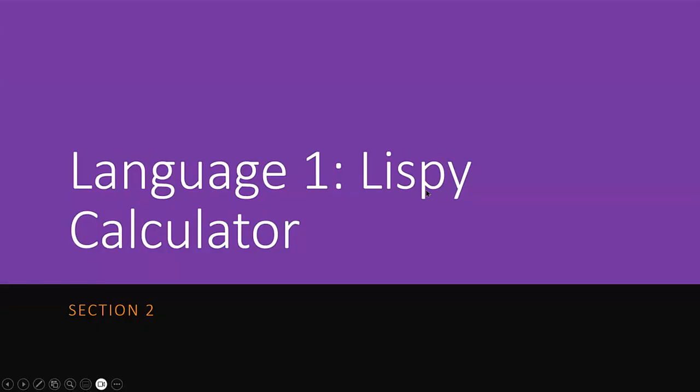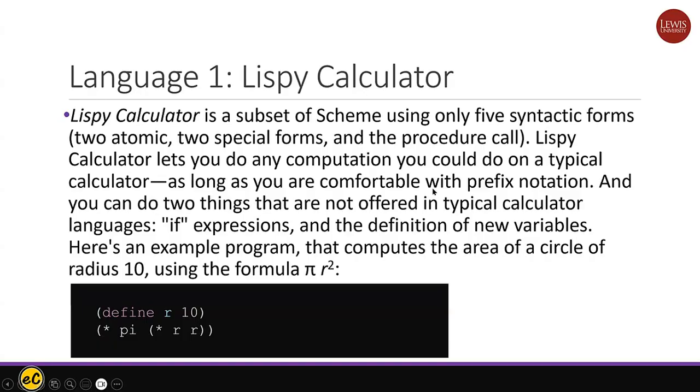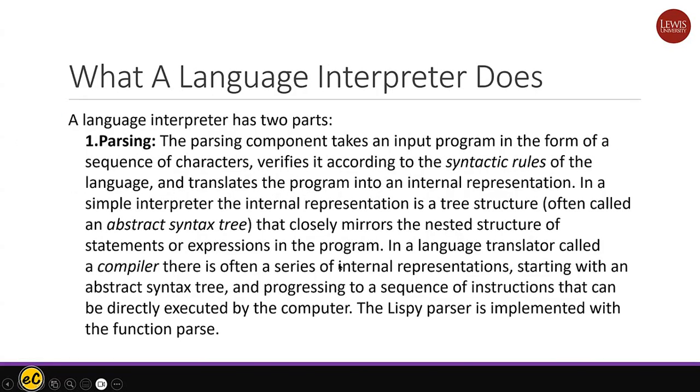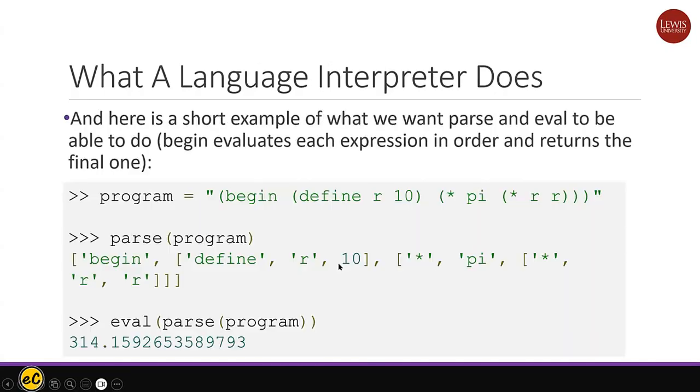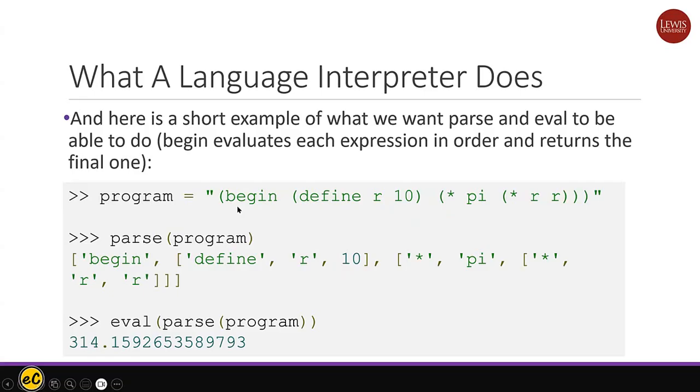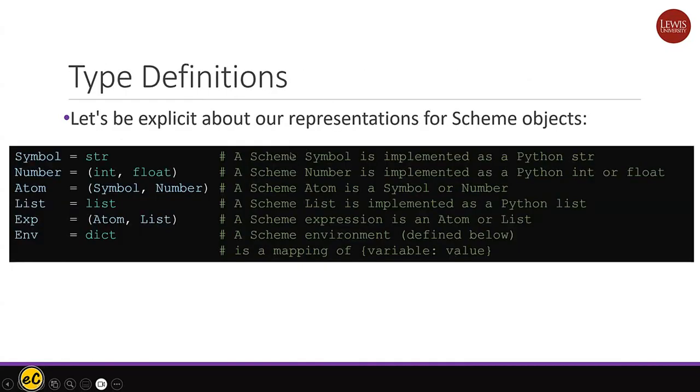Then first one, let's look at the Lisp language calculator number one. So you do have define R as 10, and then you multiply pi times R squared. This is pi R squared, and we work on the language interpretation of this language. So we define the program as this, and we pass the program, and we get the result. This one is what we want to be achieved.